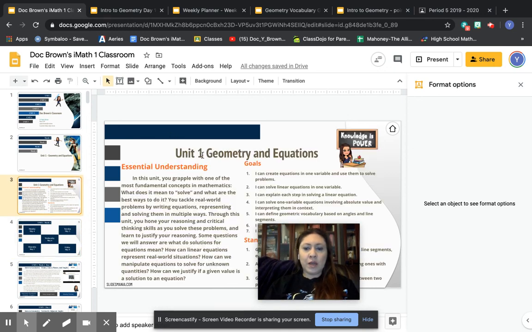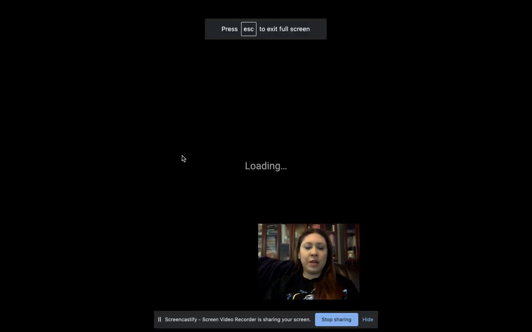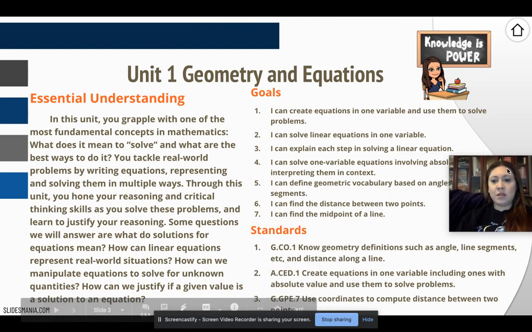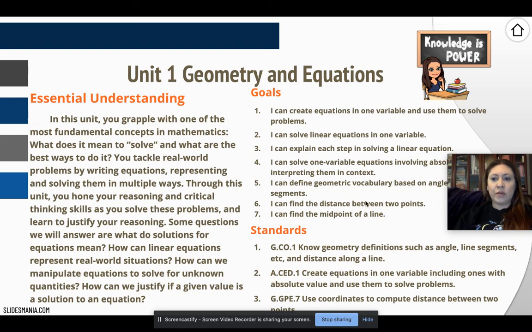One page I didn't comment on was this page right here. This just gives you the essential understanding, all the stuff that we're going to cover, and by the end, what you should be able to do. And then down here is the standards of what we're covering. So again, let me know what you guys think, and we'll go from there.